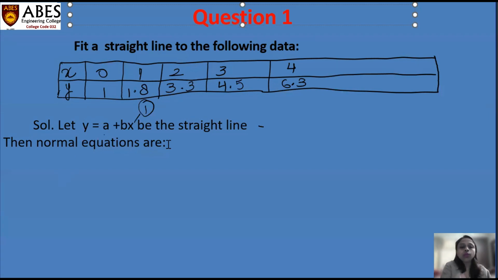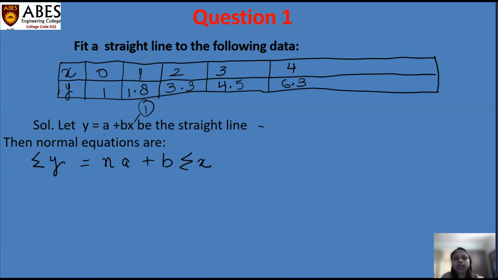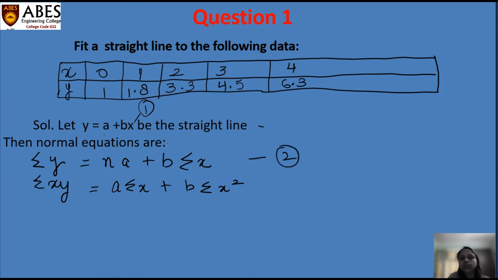As we have discussed, the normal equations for a straight line are given by this. Summation of y is equal to na plus b summation of x, and another normal equation is summation of xy equal to a summation of x plus b summation of x square. I'm marking these equation numbers as 2 and 3. Now I need to find the values of summation y, summation x, summation xy, and summation x square from the given data.